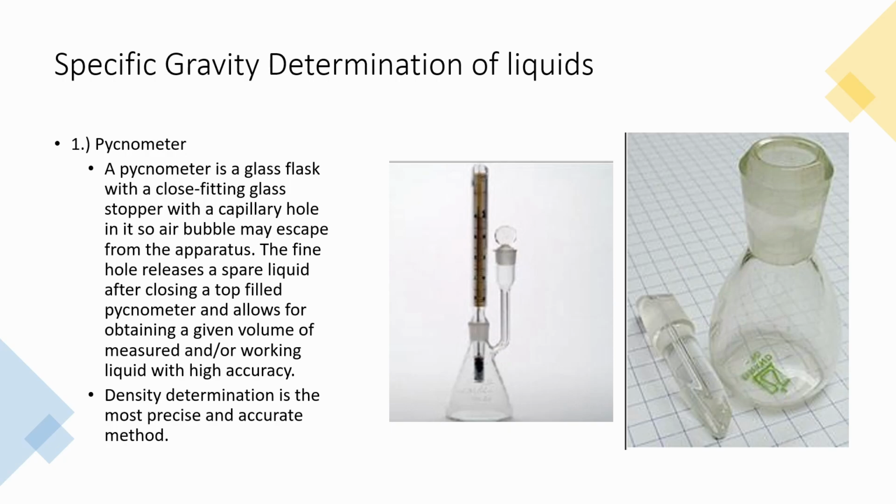So the first one is our pycnometer. Our pycnometer is a glass flask with a tightly or close-fitting glass stopper with a capillary hole, so air bubbles may escape from the apparatus. The fine hole releases spare liquid after closing a top-filled pycnometer and allows for obtaining a given volume of measured and or working liquid with high accuracy. Density determination is the most precise and most accurate method. So the best method of determining specific gravity is through our pycnometer.